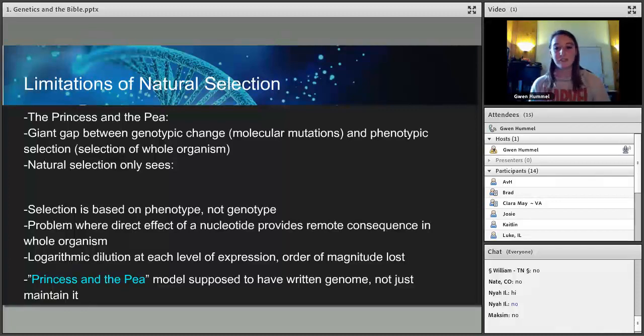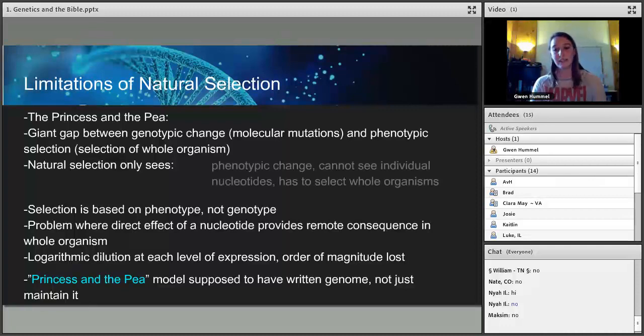So the princess is natural selection, the stack of mattresses is the genome in every person, and the pea is the mutation, that one little thing at the bottom. So this giant gap between genotypic change, which is our molecular mutations, all of the DNA inside all of our cells, and then our phenotypic change, which is what we actually look like, the selection of the whole organism, exists. So the princess has to look at the whole stack of mattresses to find that pea at the bottom.